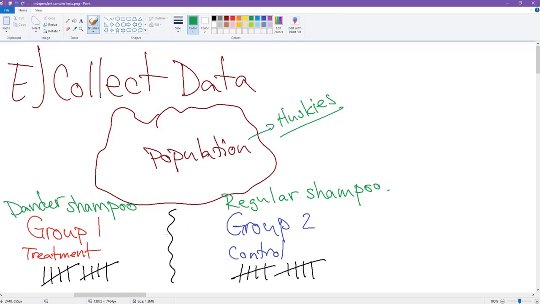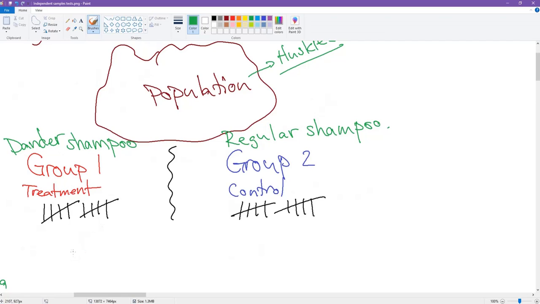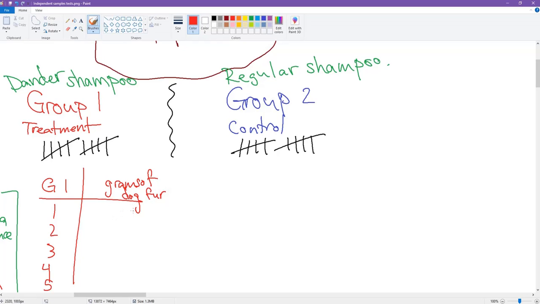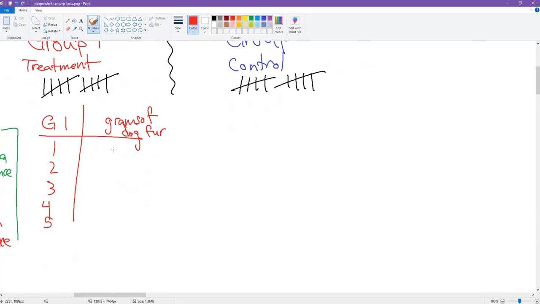And that's it for the collect data stage, where we collect all of that information about how many pounds of fur a given dog had, and maybe what we ended up with was, making up numbers is always bad on the spot. Maybe what we ended up with in the dander shampoo area was a bunch of scores like this. And so what I'm going to build is a data table for group 1. So dog 1, dog 2, dog 3, dog 4, dog 5, etc. And we're going to say this is in grams of dog fur shed that particular month. And for the first 5 dogs, we're going to make up a whole bunch of data, and then I'm just going to go ... because I don't want to make up any more data yet.